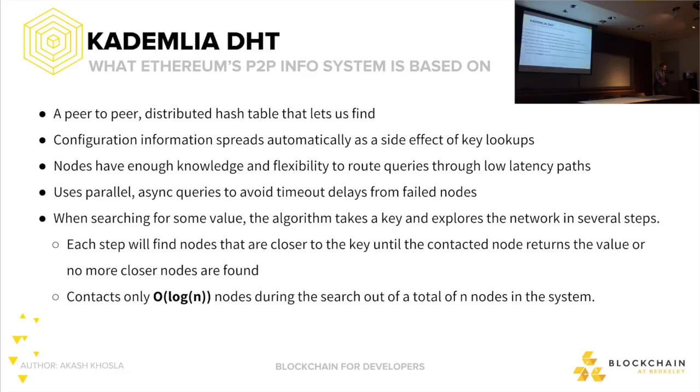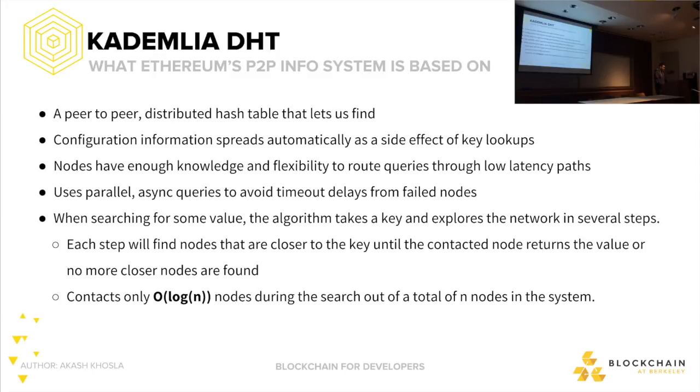It uses parallel async queries to avoid timeout delays from failed nodes. So that way you don't just stop because somebody fails. You just keep on querying until it works. And then when searching for any kind of value, the algorithm will find nodes such that it'll converge on the key. It'll get closer and closer each time. So that's why it's log n in terms of search.